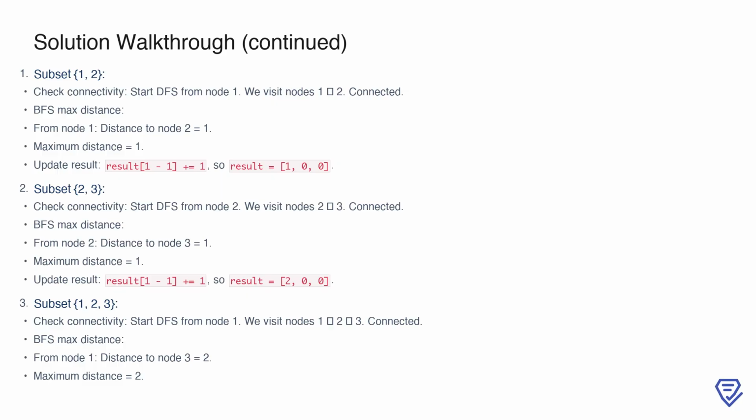Similarly, for subset 2, 3, starting a DFS from node 2 shows that nodes 2 and 3 are connected. The BFS identifies the maximum distance as 1, so we update the result array again at index 0, giving us 2, 0, 0. For subset 1, 2, 3, we verify connectivity starting from node 1, visiting nodes 1, 2, and 3. The BFS shows the maximum distance is 2, measured from node 1 to node 3. We update the result array at index 1, resulting in 2, 1, 0.